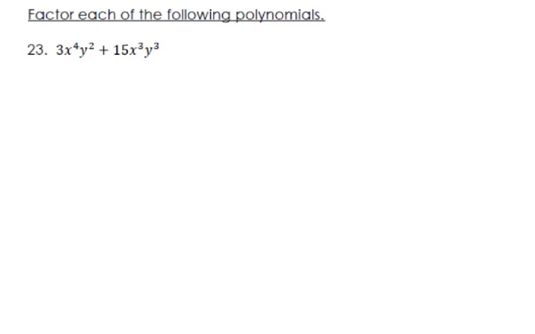This one could be a little intimidating because this has 2 variables, but that's okay. You just do each piece at a time. Let's look at the number first. The largest number that can divide both 3 and 15 is 3 itself. And then if you look at our variables, the smallest exponent for x is 3. So we can take out an x cubed. And the smallest exponent for the y is y squared. So we can take out y squared from both terms.